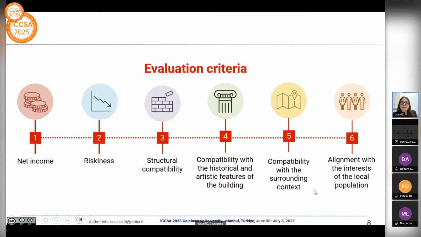Then the compatibility with the surrounding context was a criteria that considered how the new project is integrated in the urban tissue, considering both accessibility to the building itself and the presence in the area of other buildings or spaces with similar functions. The alignment with the interests of the local population is a criteria that allows us to consider the impact of the project on the residents and on the local population.